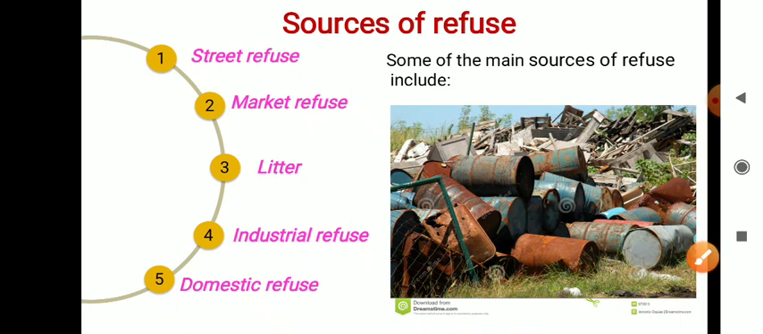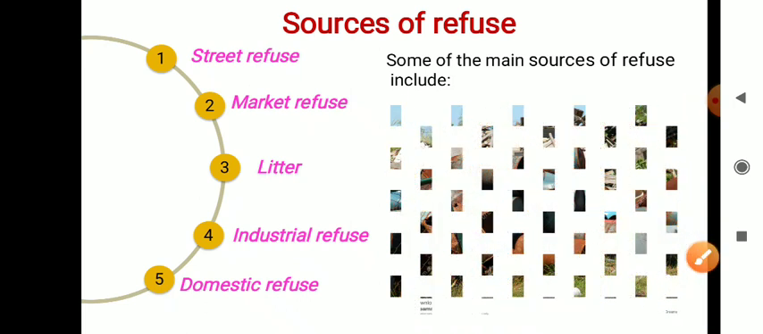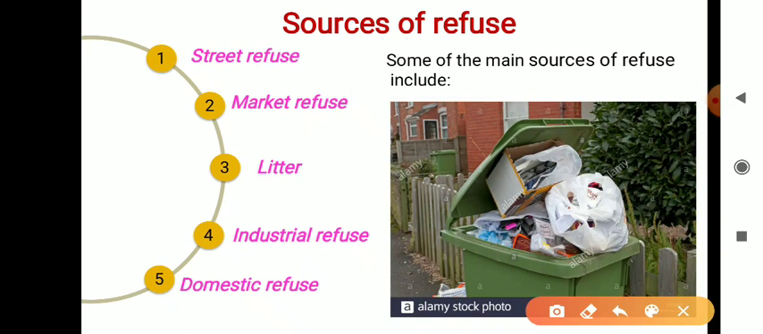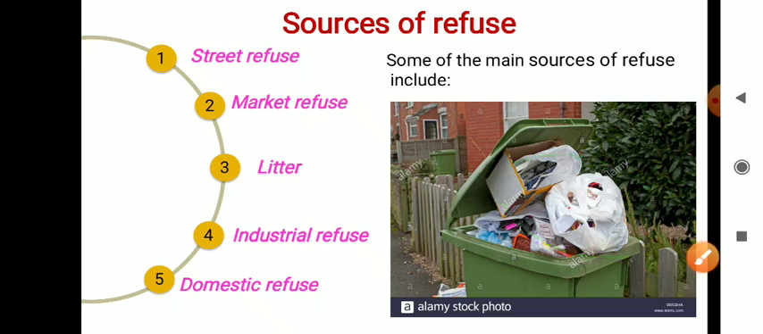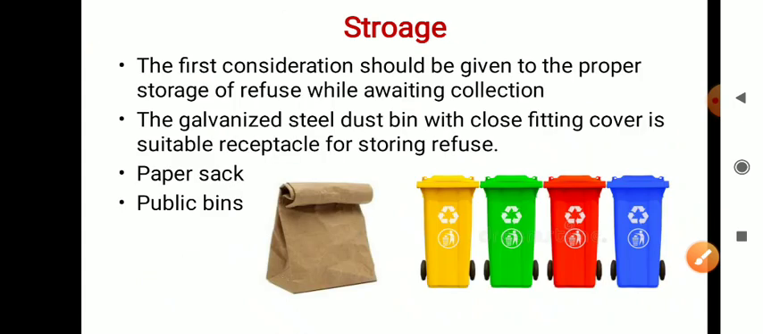And domestic refuse consists of ash, rubbish and garbage, whatever things we are using on a daily basis. Whatever waste particles are produced from that is known as domestic refuse. Next we will see the storage.